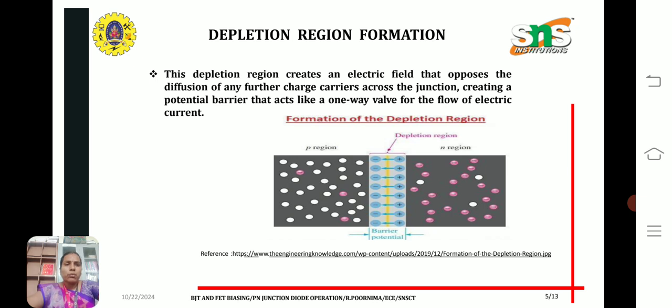In this diagram we can see the formation of a depletion region. There is an internal electric field which acts as a barrier potential, for example 0.7 volt. So we have to give a voltage of more than the barrier potential to break this depletion region and to cause the current to flow.